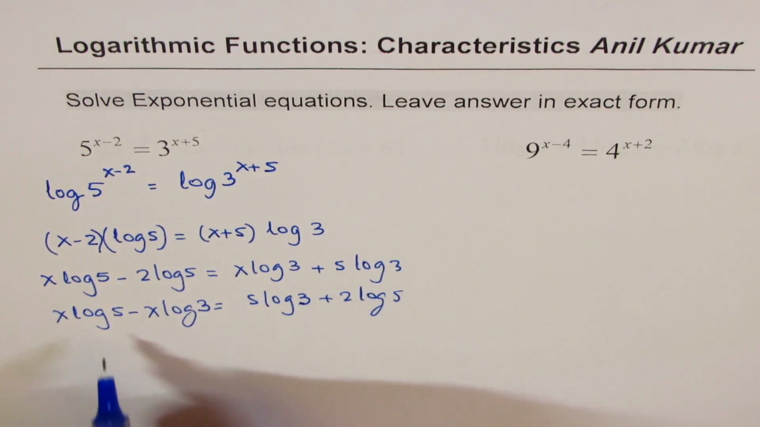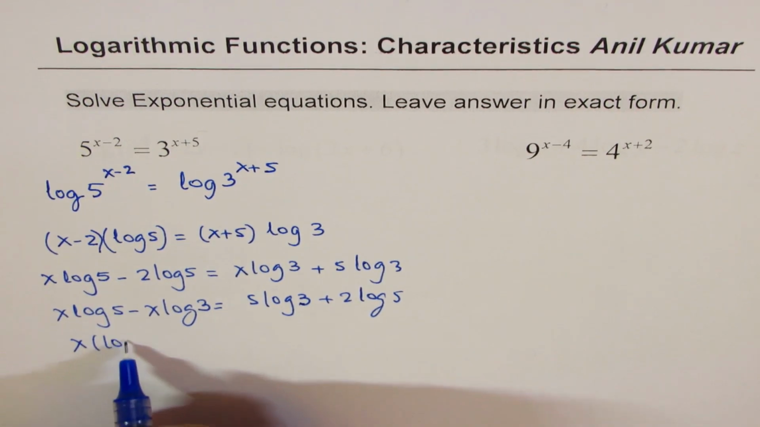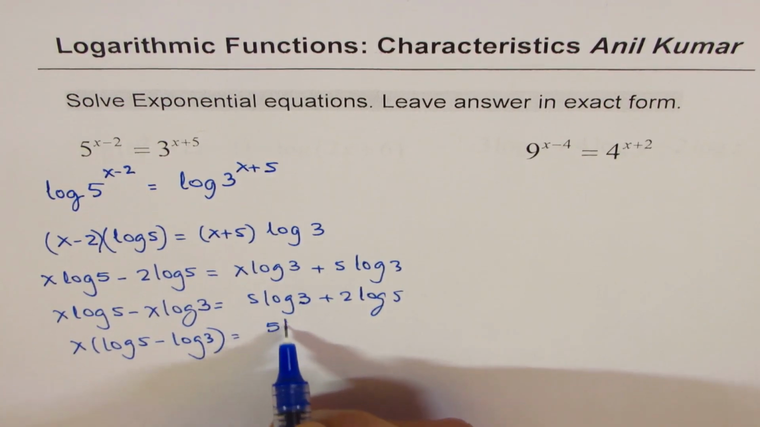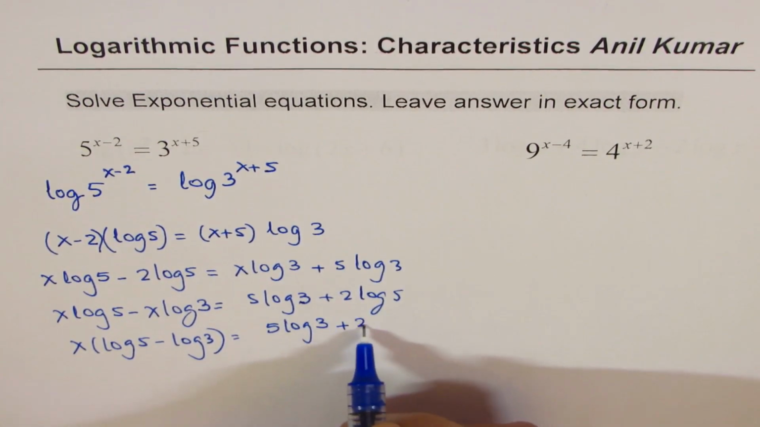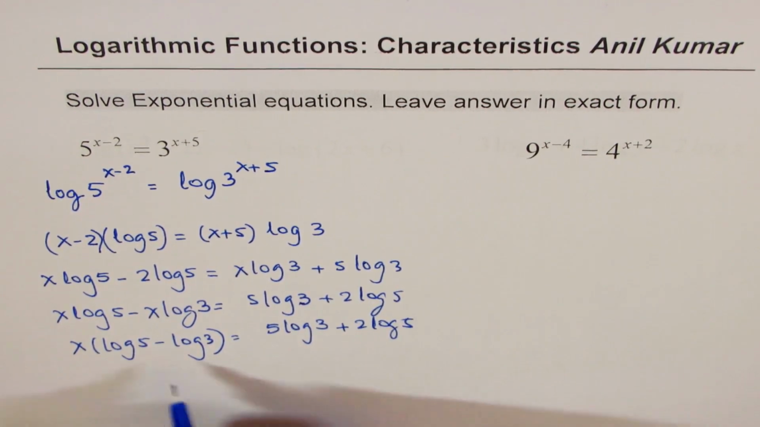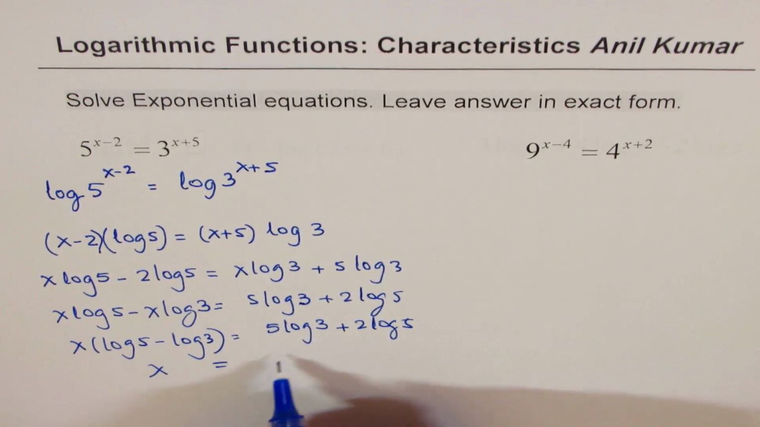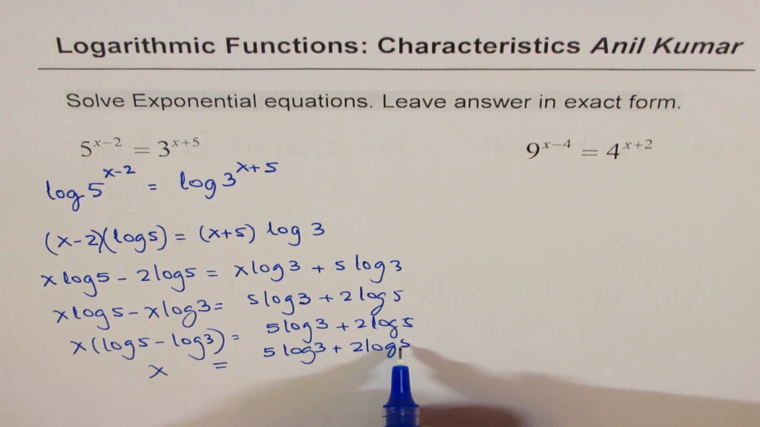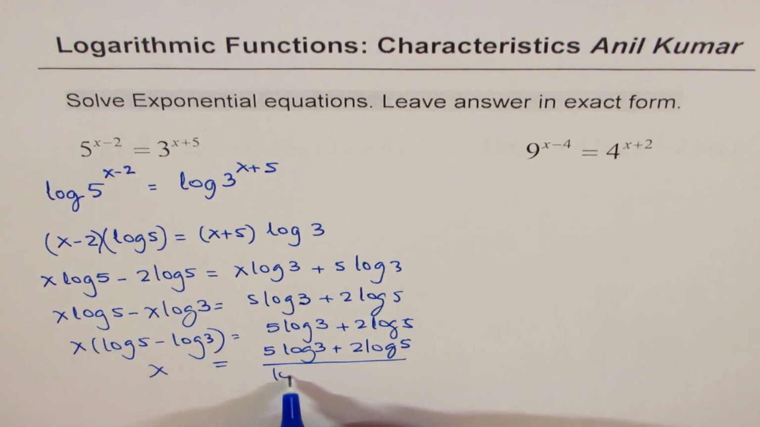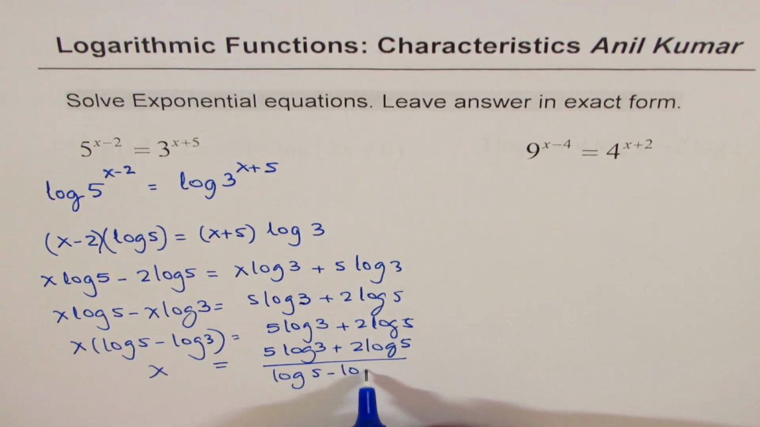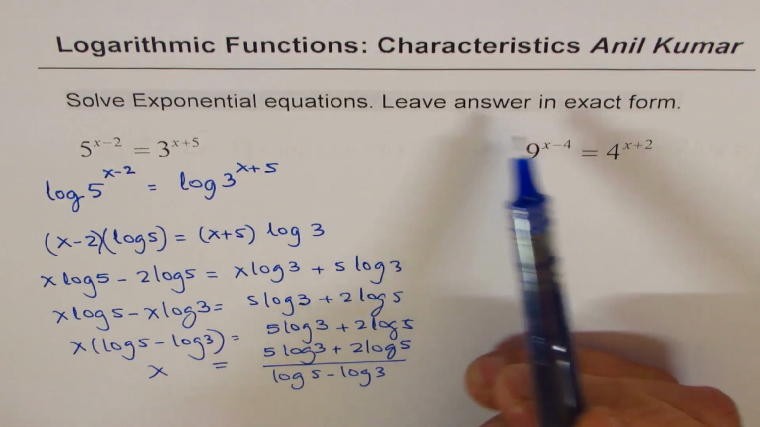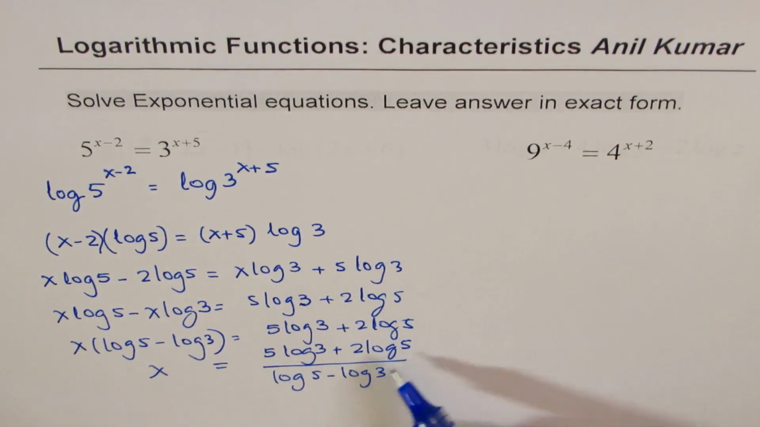So these are to the base 10. Taking x common, we get x times log of 5 minus log of 3 equals 5 log 3 plus 2 log 5, correct? And then we can say what x is. So x is equal to 5 log 3 plus 2 log 5 divided by all this, which is log 5 minus log 3. So that is the exact solution. If this was to be written in decimal numbers, we'll need to calculate it using a calculator and write down the result.